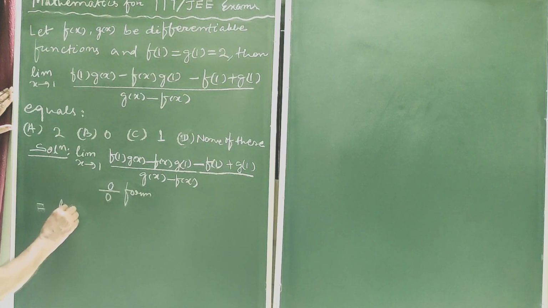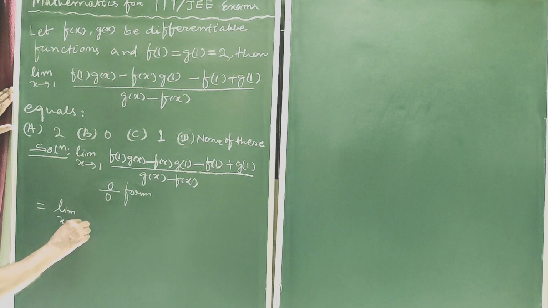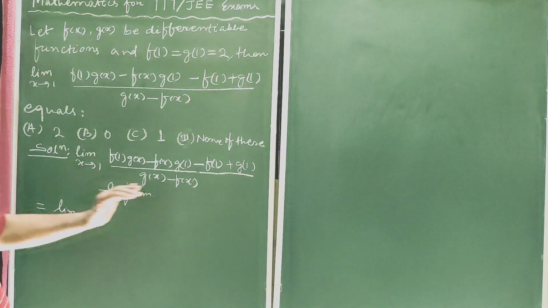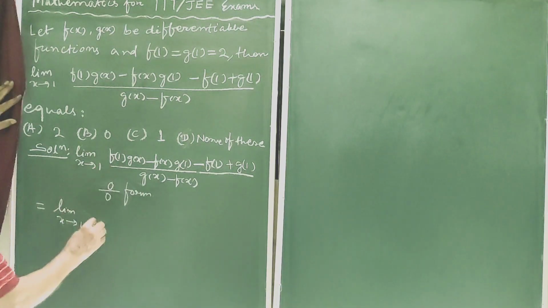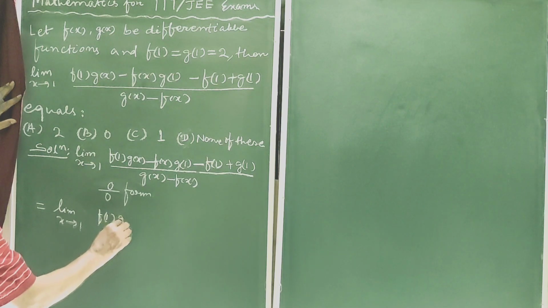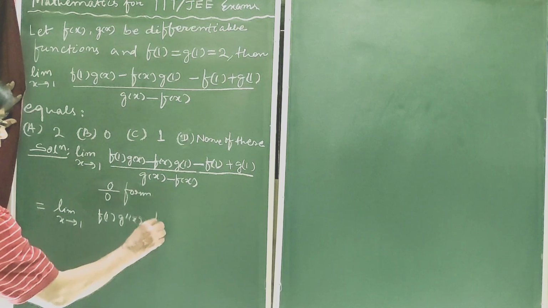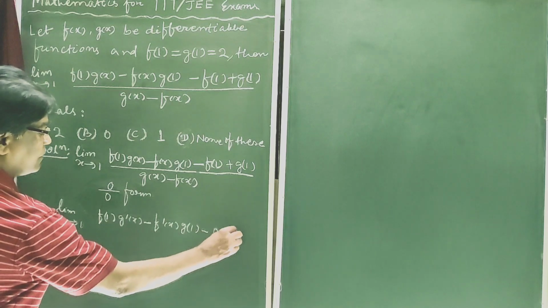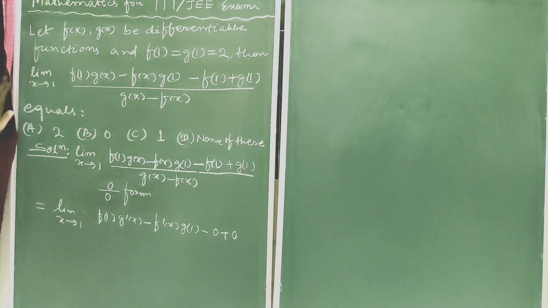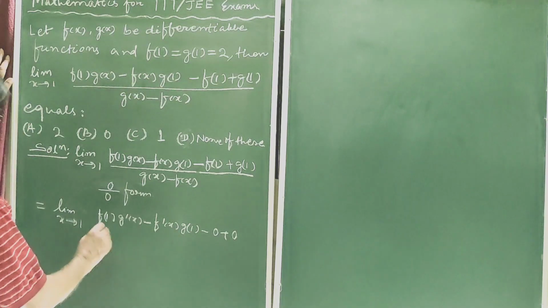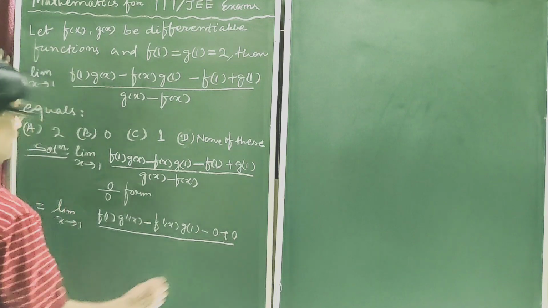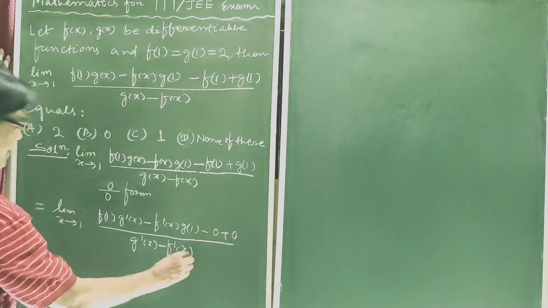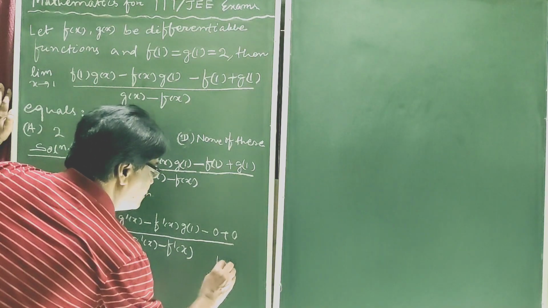This is equal to the limit as x tends to 1. Now the derivative of the numerator divided by the derivative of the denominator. So obviously it will be f(1)g'(x) − f'(x)g(1). The derivatives of the constants will be 0, because f(1) is a constant and g(1) is a constant, it is 2. Divided by g'(x) − f'(x), by L'Hospital's rule.